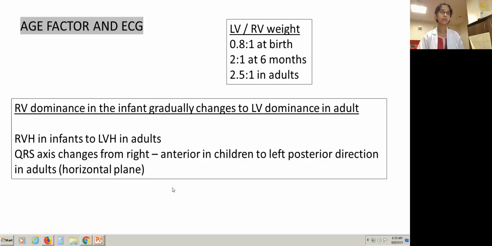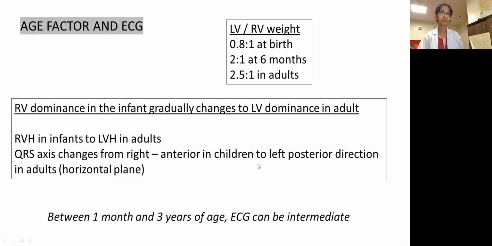Now I'll go back to the understanding of the two systems which we had understood. One is the horizontal system and the second is the axial system. The horizontal plane or the axial plane gives you an understanding about the antero-posterior and right-left direction, whereas the sagittal plane gives you an understanding about the right-left but more superior and inferior aspect. Now there is an age in between where you can have a transition zone, between 1 month and 3 years of age, where the ECG can be indeterminate.